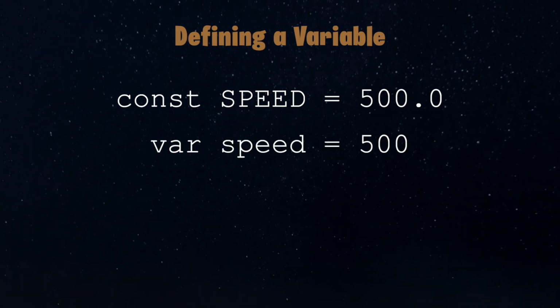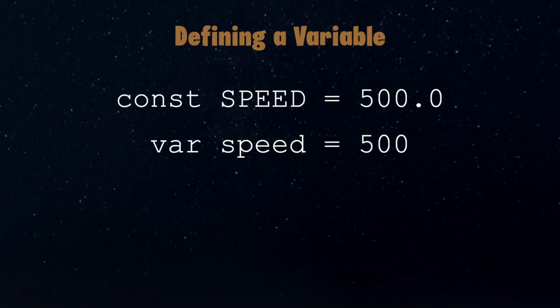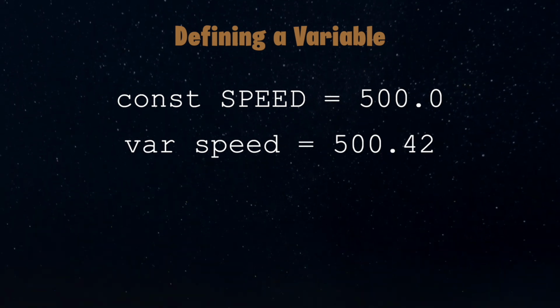You can also define a variable using a regular equal sign. This will allow you to change it later to a different data type. So if you originally used an integer, you can easily change this to a float later on.